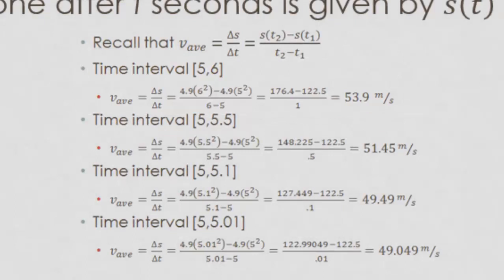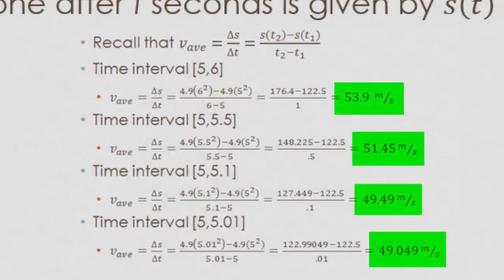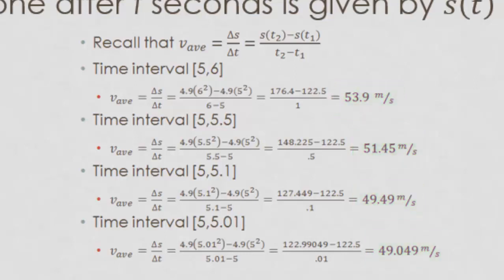And what we noticed was that every time we calculated an average velocity, as we made these time intervals smaller and smaller and smaller, so instead of being 1 second long, it's half a second long or 0.1 second long, look at what happened to our velocities. It went from 53.9 to 51.45, all the way down to 49.049 meters per second. And so we guessed that the instantaneous velocity at 5 seconds was going to be 49 meters per second.